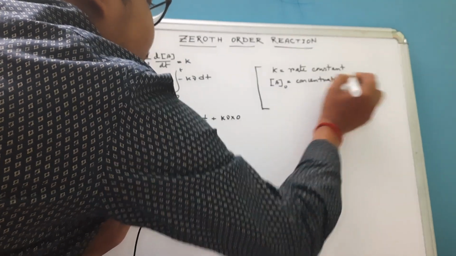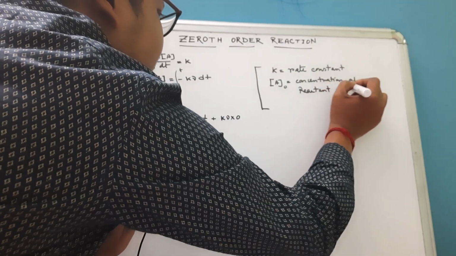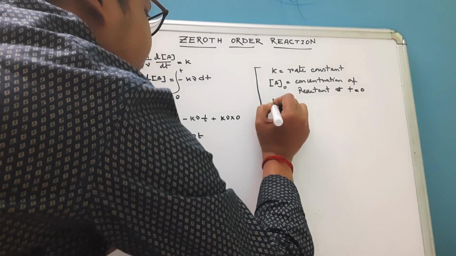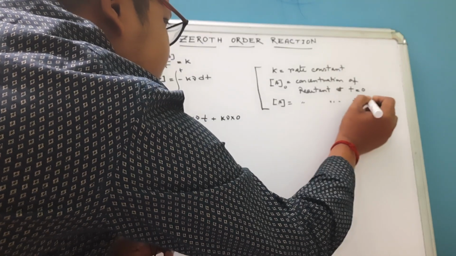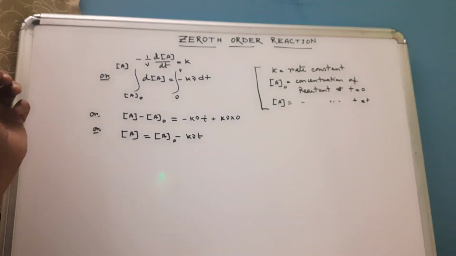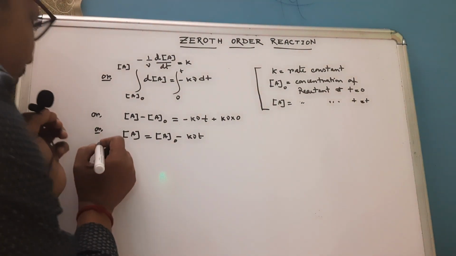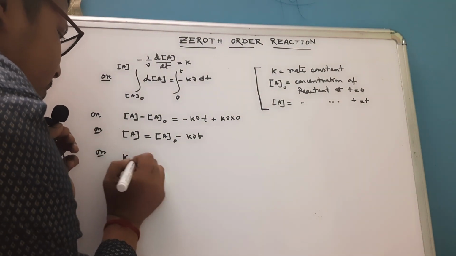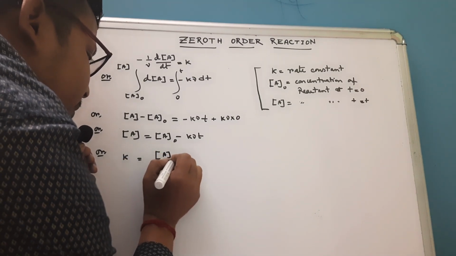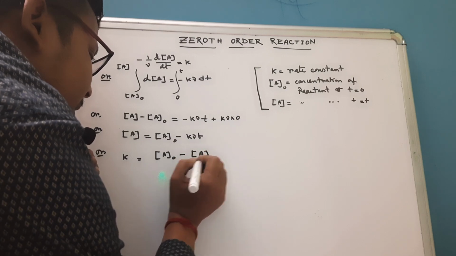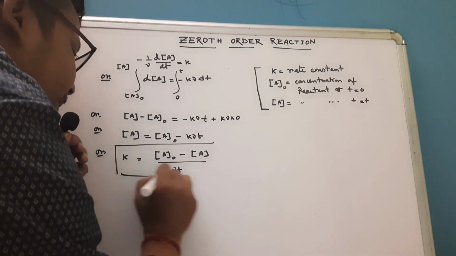Concentration of reactant at time t equals 0. What is a? Concentration of the reactant at time t equals t. Okay, and so now what will be the k? So k equals a0 minus a by nu t. This is the formula of k.